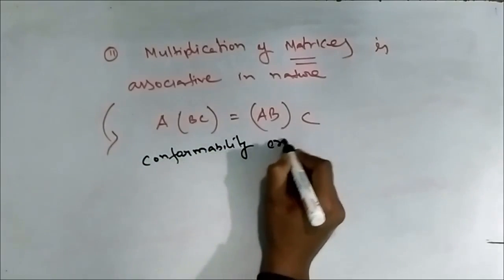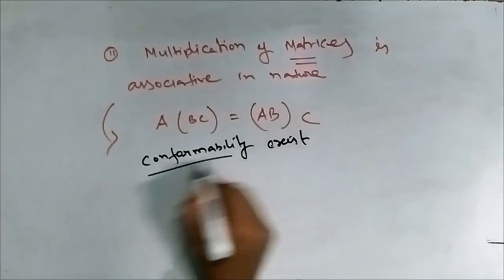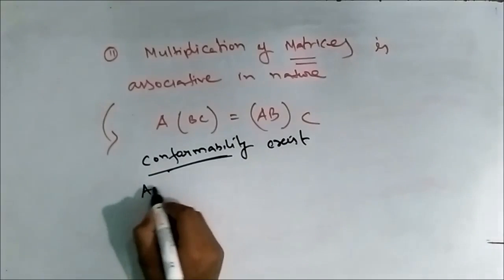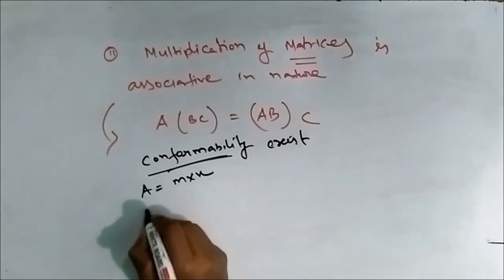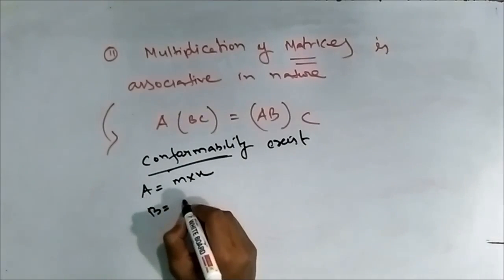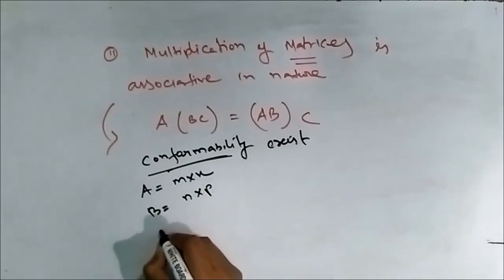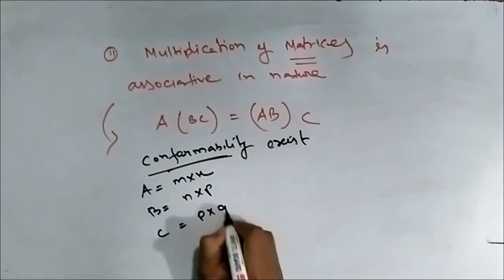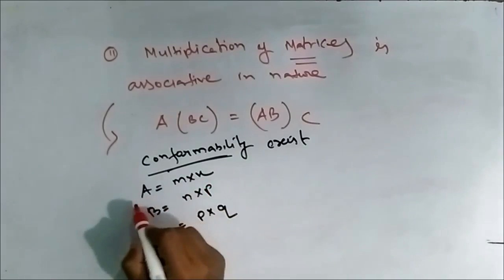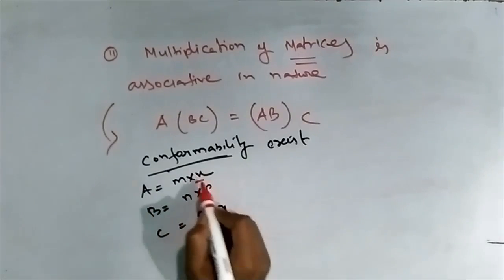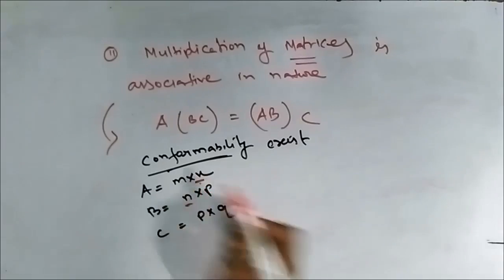What is conformability? Let's now learn about it. Suppose the order of A is m cross n, the order of B is n cross p, and the order of C is p cross q. As we are dealing with three matrices, their orders are respectively m cross n, n cross p, and p cross q. You can see that the multiplication of AB is possible because the first element of B and the second element of A are equal.